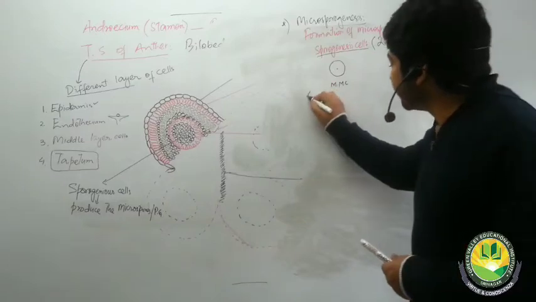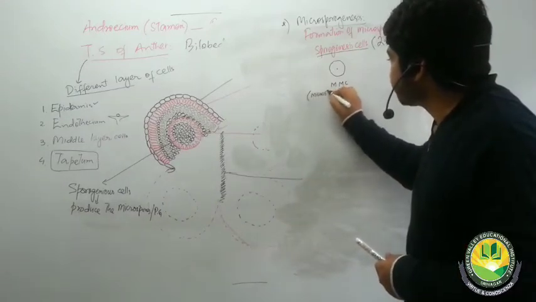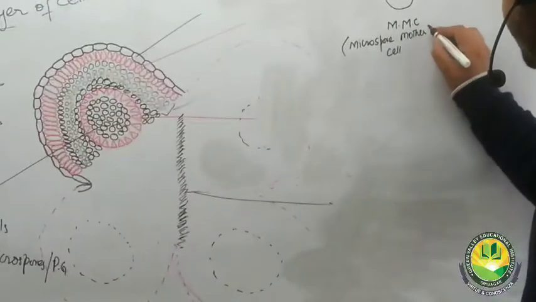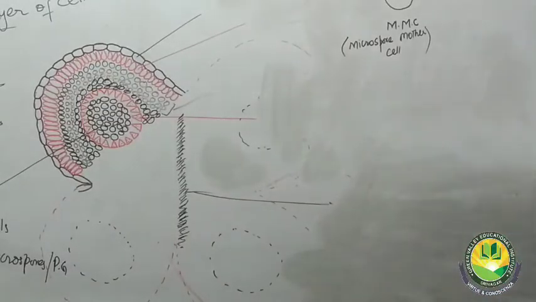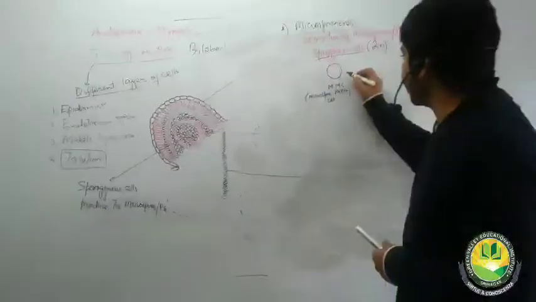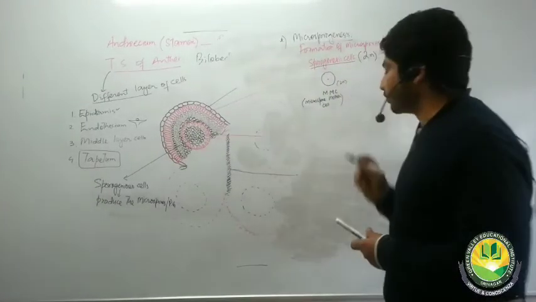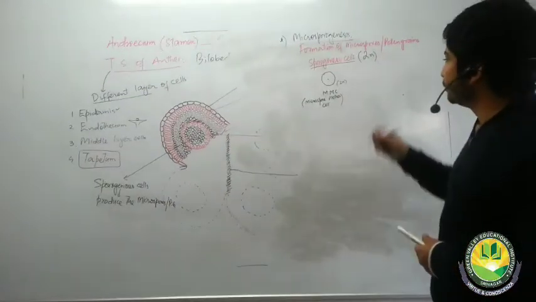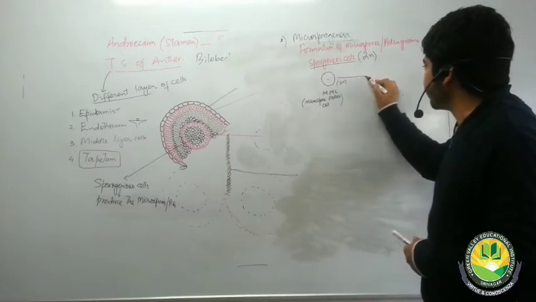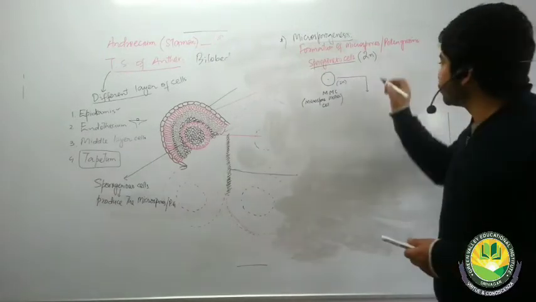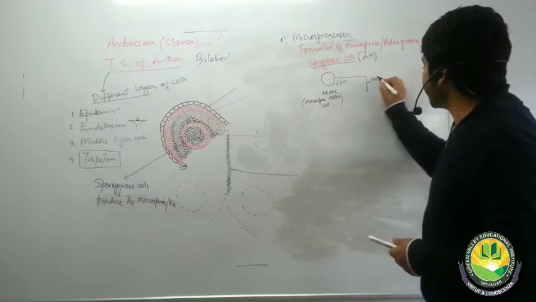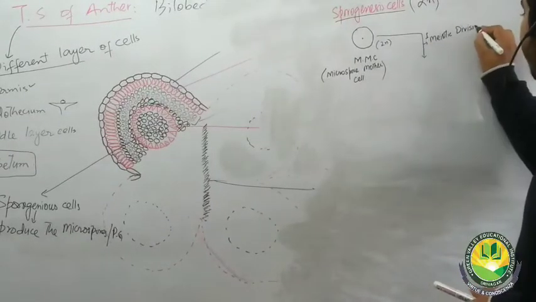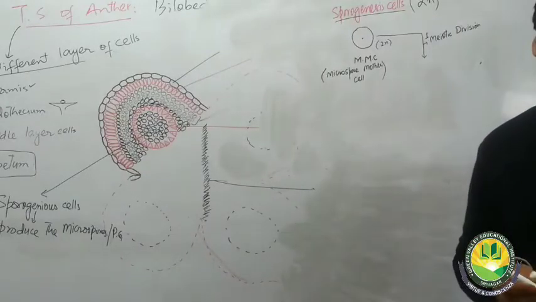Now, what is this MMC? MMC means microspore mother cell, the cell from which the microspore arises, and this microspore mother cell is diploid. Now, when microsporogenesis begins, this microspore mother cell undergoes meiotic division, that means meiosis occurs. There will be one meiotic division. So how many cells will be formed? Four will be formed.